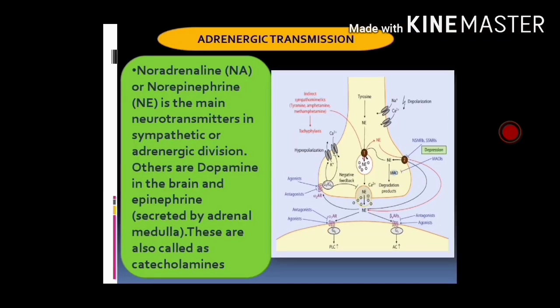So now we move on to the last part of the presentation, where we are going to learn about the synthesis, storage and release of neurotransmitters in the adrenergic division. Noradrenaline or norepinephrine is the main neurotransmitter in the sympathetic or adrenergic division. Others are dopamine in the brain and epinephrine, which is secreted by the adrenal medulla. These are collectively called catecholamines.